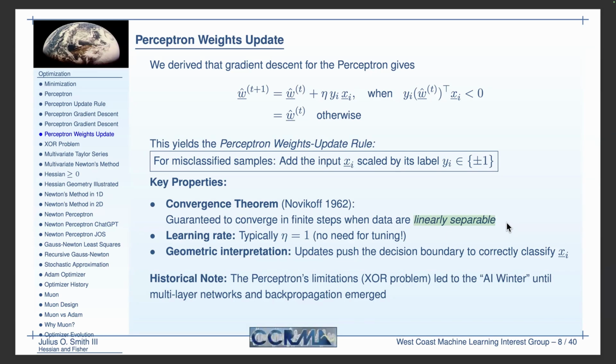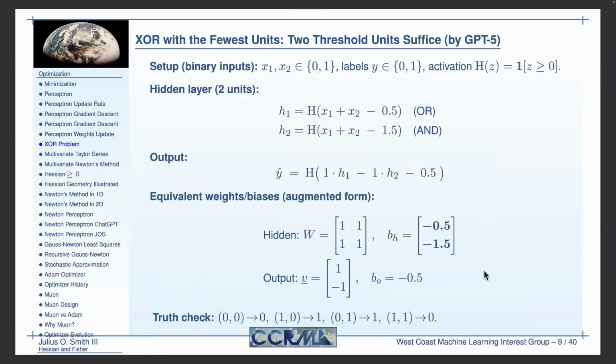So then we have a geometric interpretation. We mentioned this last time that you can think of it as pushing the decision boundary to correct classification in the space. And so I got interested. Next we went straight to Newton's method, but I had to insert a quick slide on the XOR problem because I was curious about that. I wanted to know what is the minimum neural network for solving the XOR problem. And basically you need 2 layers, or you need 2 units. You need a hidden layer. So this is the answer.